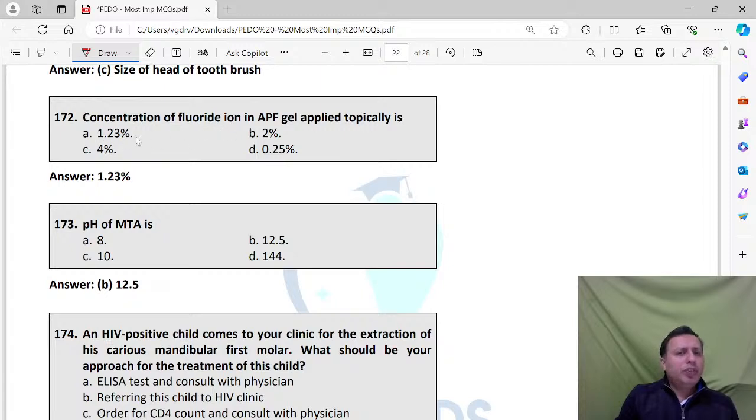The concentration of the fluoride that is applied in the APF gel is 1.23%. The pH of MTA during the time of the mixing is around 10, but by the time it sets, the pH is 12.5.